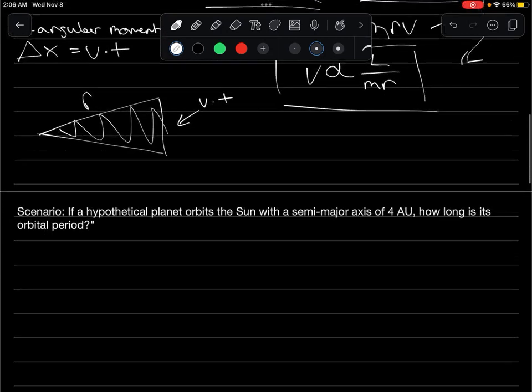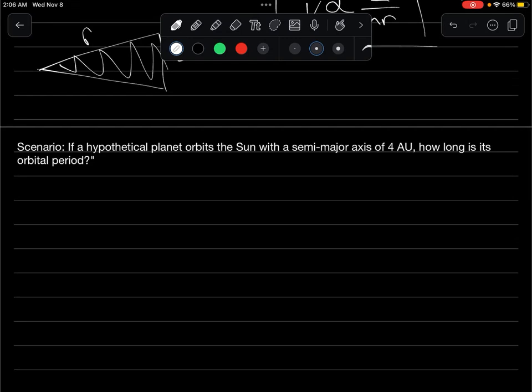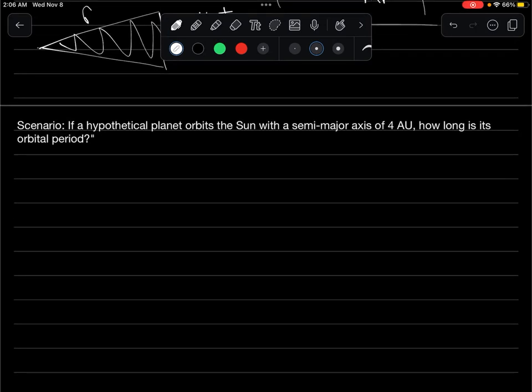Now, Kepler's third law, the law of harmonies, relates the orbital period of a planet to its average distance from the sun. Specifically, the square of the period T is proportional to the cube of the semi-major axis A. So, let's take a look at one last example problem. If a hypothetical planet orbits the sun with a semi-major axis of 4 AU, how long is its orbital period? Now, how would we start? Let's state Kepler's third law. The square of the orbital period is proportional to the cube of the semi-major axis. I'll give you guys a second to think.